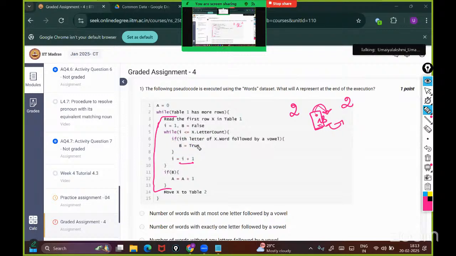Then it will check whether S's next is a vowel. But why is it true? We have to take the ith letter of X dot word and check whether it is followed by a vowel. We are not taking the ith letter.